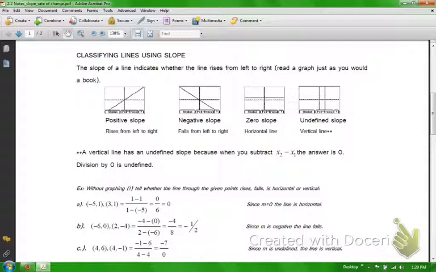Of course, when I ask you to classify lines, you can always plug them into your calculator, look at the graph, and visually tell if they're rising, falling, staying the same, which is 0, or a vertical line, which is undefined. But you also need to know how to do it algebraically. So let's go over that a little bit. If you are given the point -5, 1 and the point 3, 1, to find the slope, we use our formula y2 minus y1 over x2 minus x1.